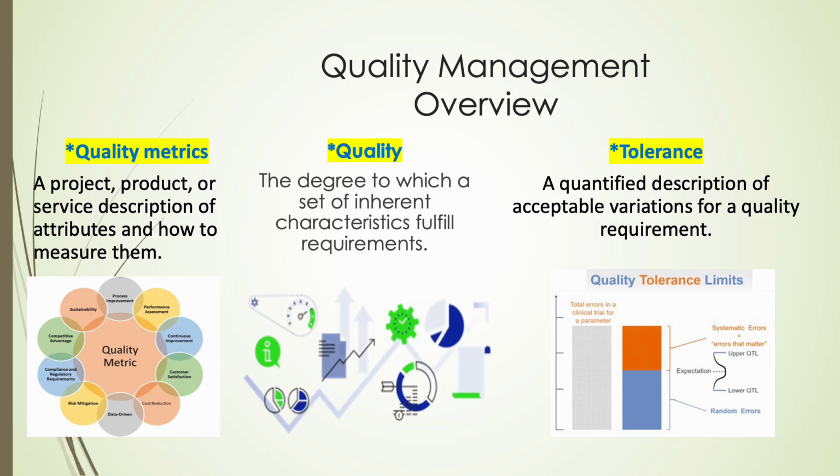3 key quality concepts. Quality metrics focuses specifically on measurements including performance, customer satisfaction, and compliance. It tracks how well the project meets quality goals. Quality focuses on the degree to which a product or service satisfies the stated or implied needs. For tolerance, it resembles the permissible range of variation in a quality requirement like acceptable error rates.